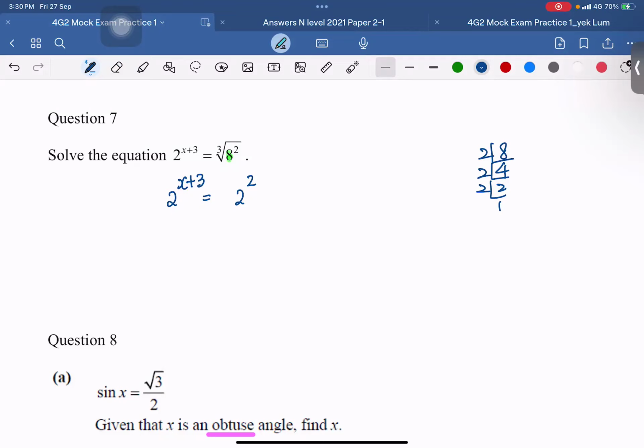So if I have the cube root of 2 cubed, the cube root and cube cancel, this one gives me 2 to the power 1. Okay, then if that's the case, the base and the base is the same, so the powers must be equal to each other. So this one will be 2 minus 3. Answer: x will be equal to -1. Okay?